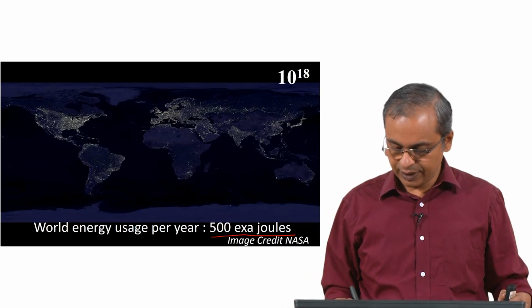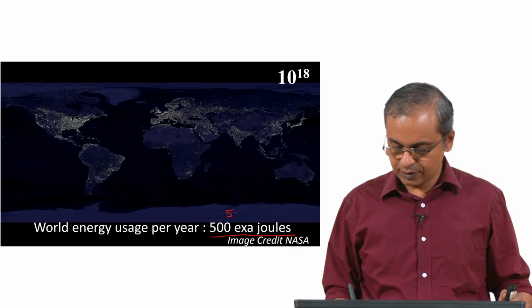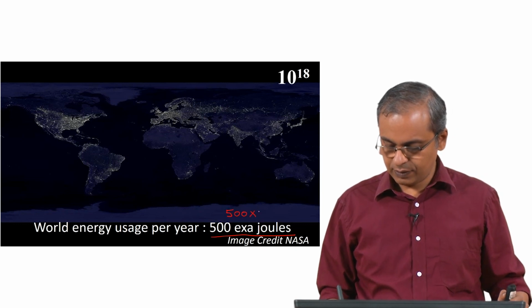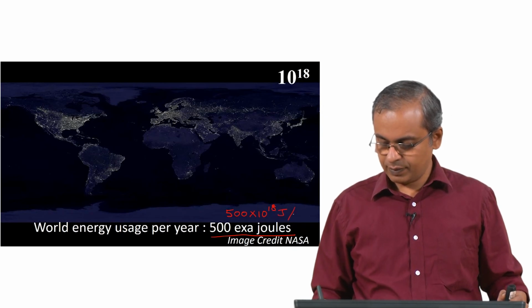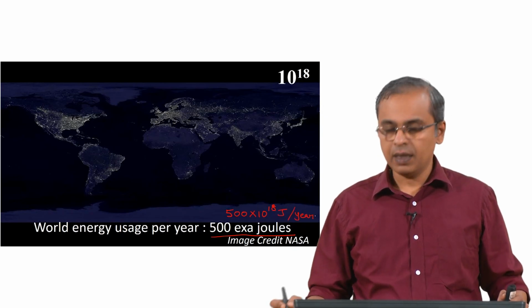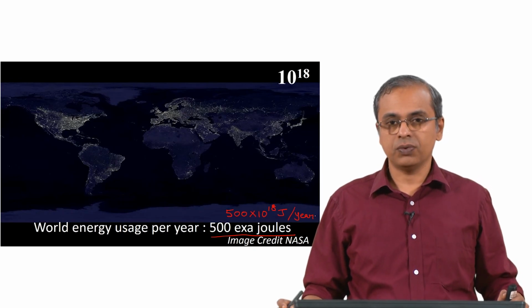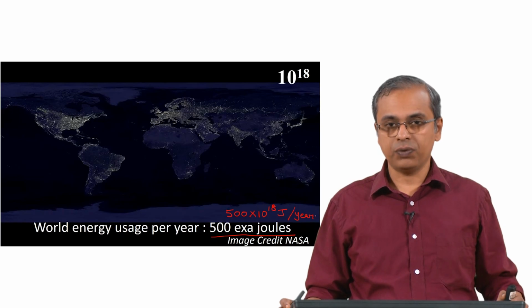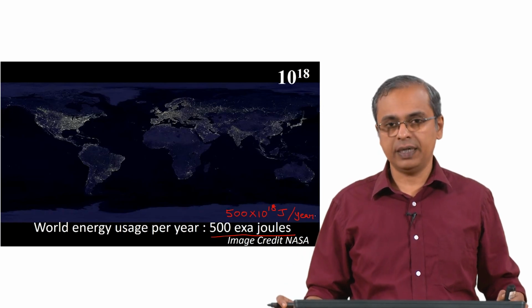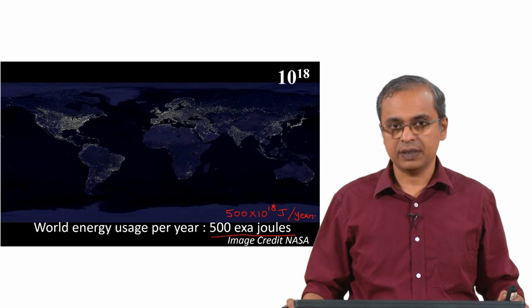So, that is 500 into 10 power 18 joules per year is what we are consuming. That is the number that we have to work with. That is a very important quantity that we need to keep in mind when we do this calculation.